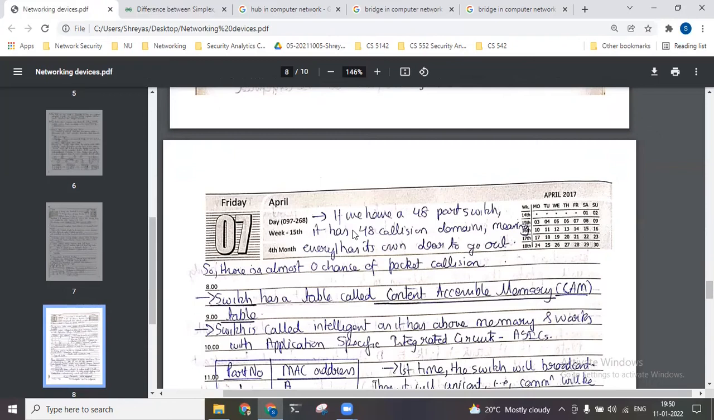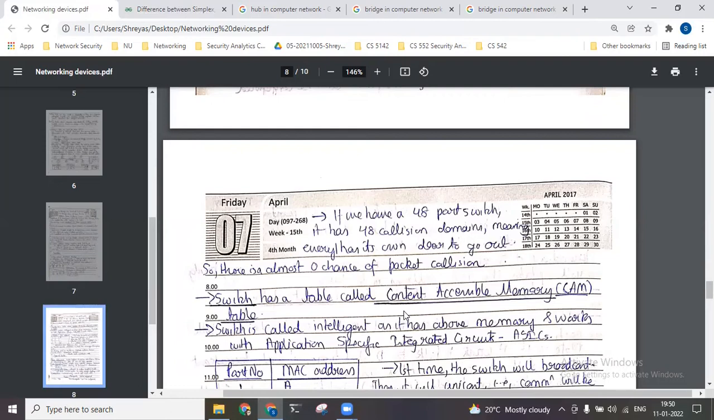And how does a switch work? Basically, a switch has a table called the content addressable memory table, which is the CAM table. A hub did not have any table. A bridge had its table, which basically had two rows, because it has two ports. For each row it will have port number 1 and port number 2. Port 1 will have multiple columns with the MAC addresses of the actual devices that are connected.